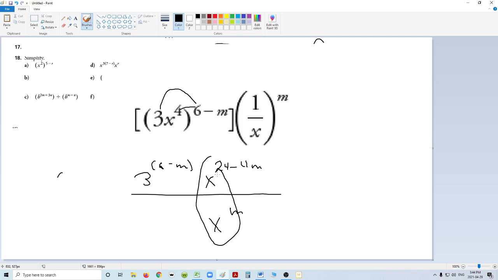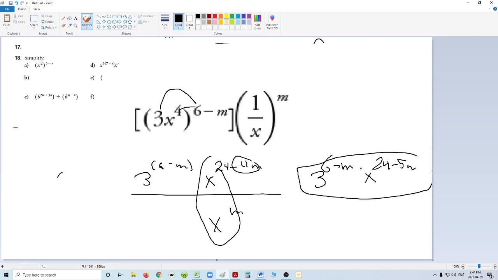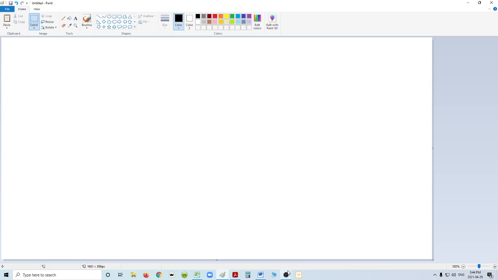Well, this is the only one with the same base, so these are the only ones I can subtract. So it becomes 3 to the 6 minus m times x to the 24 minus 4m minus m, which becomes x to the 24 minus 5m. And that's all I can do. Notice I had to get the 3 separate to do this subtraction properly. There you go. That was painful.